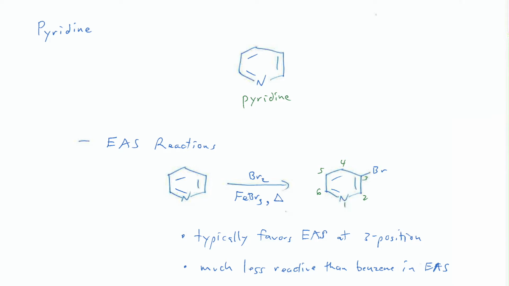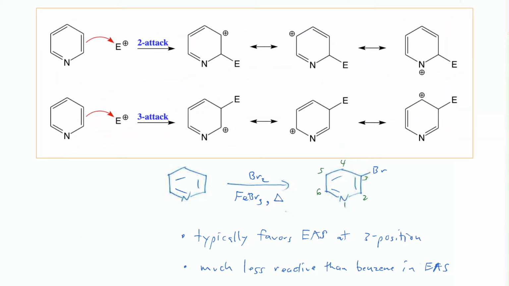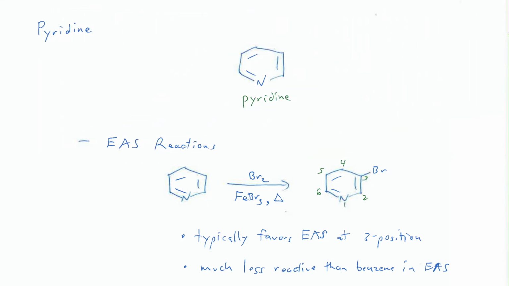The reason for the selectivity at the 3 position again comes down to the resonance in the intermediates formed. When pyridine attacks at the 3 position, it avoids putting a positive charge on the nitrogen, whereas at the 2 and 4 position, you wind up with resonance structures that actually have a positive charge on that relatively electronegative nitrogen, making them less stable and therefore less likely to form. Now, overall, pyridine is actually less reactive in EAS chemistry than is benzene itself. And that often means you actually have to add a little extra energy in the form of heat to get these EAS reactions to work on pyridine.